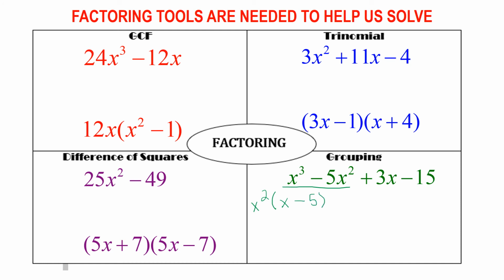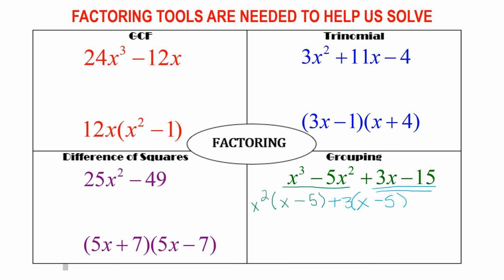Now we look at, I'm going to use a different color, I'll use light blue, the last 2 terms, that's what we're going to group together. So we have 3x minus 15. So from those 2 terms, what do they have in common? Well, they share a positive 3 as a factor. So divide a 3 out of 3x, leaving me with x. Divide a 3 out of negative 15, which is negative 5.